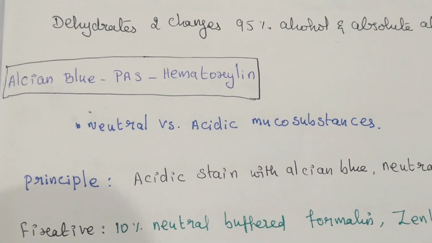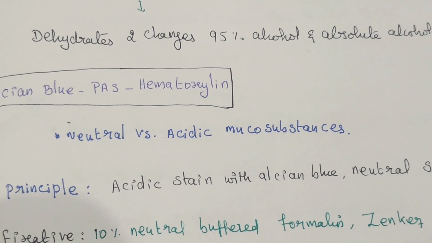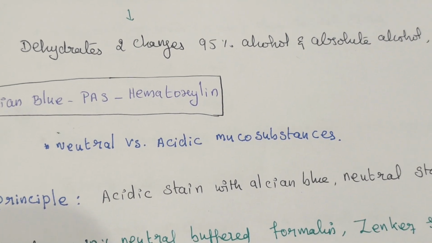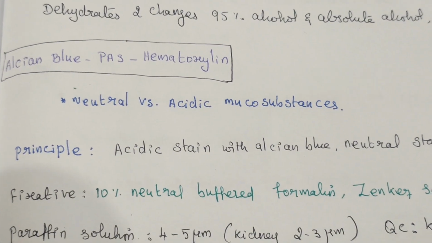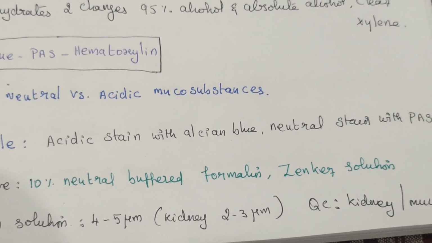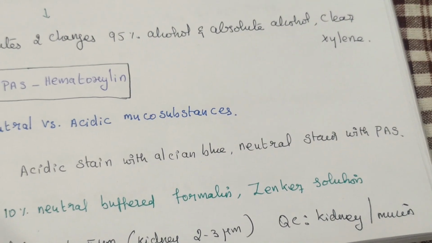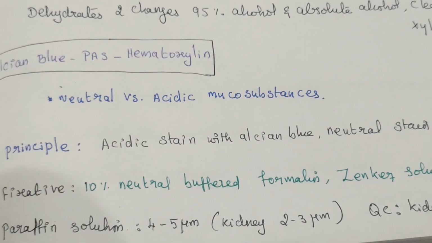Next is staining with Alcian blue PAS hematoxylin. This one is used to differentiate neutral versus acidic mucosubstances. Principle: acidic mucins stain with Alcian blue, neutral mucins stain with PAS.